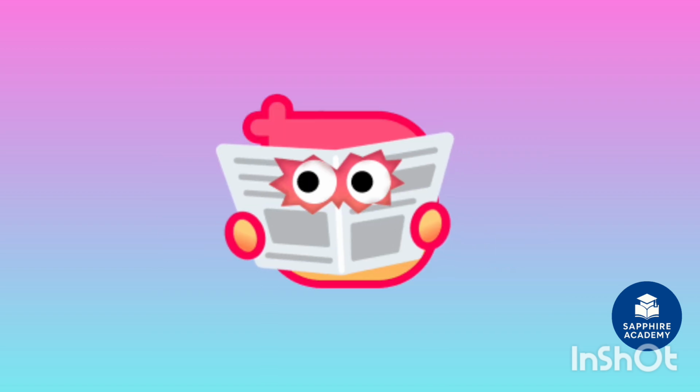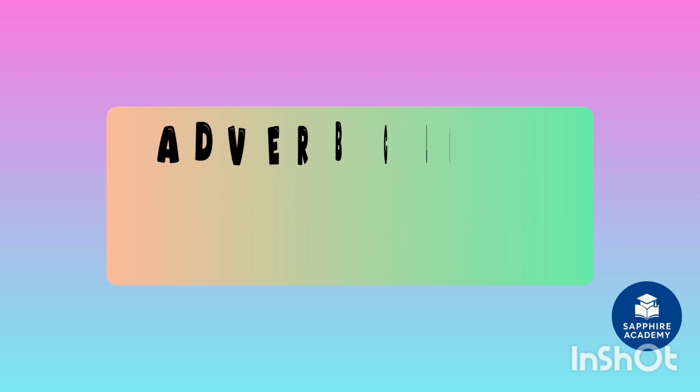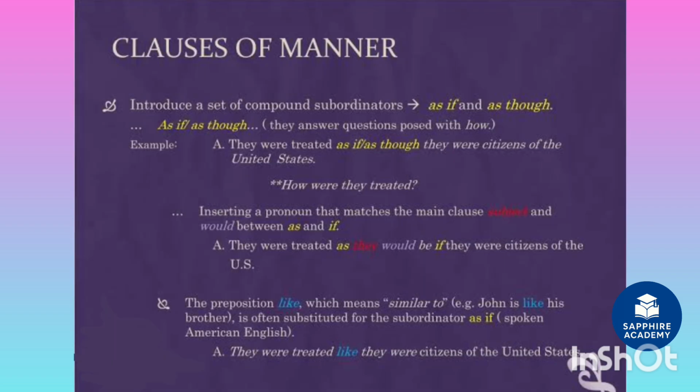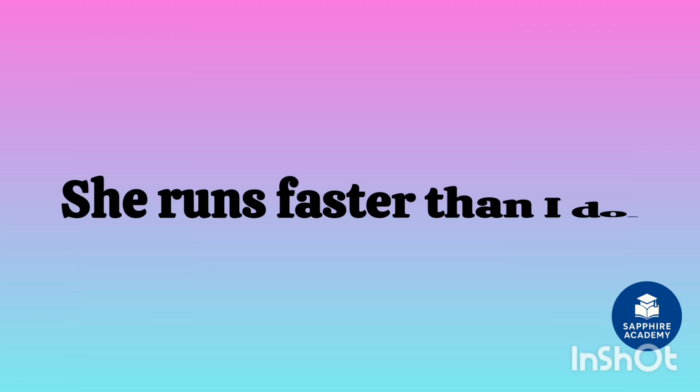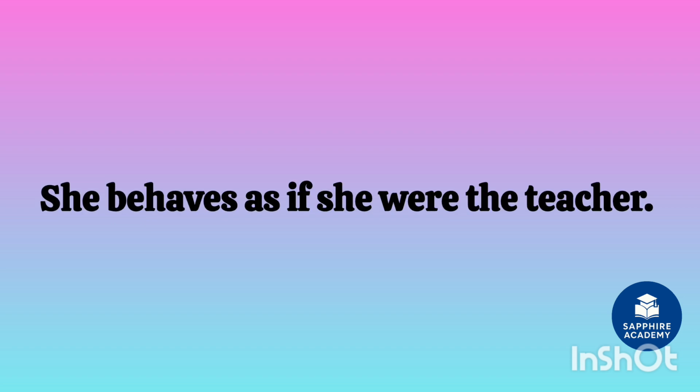Now, it's time to understand adverb clause of comparison and manner. Sometimes we compare, sometimes we show how something is done. This clause handles both. For example, she runs faster than I do. The next one, she behaves as if she were the teacher.